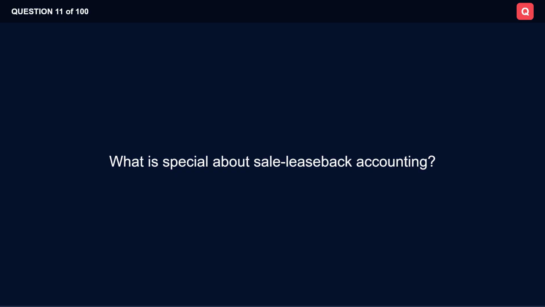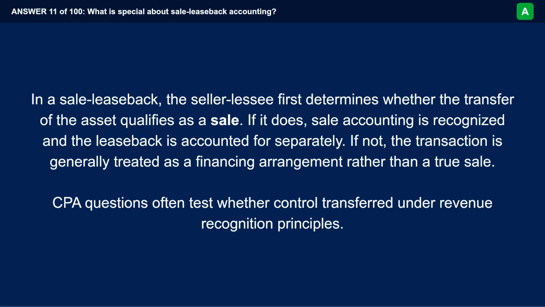What is special about sale-leaseback accounting? In a sale-leaseback, the seller-lessee first determines whether the transfer of the asset qualifies as a sale. If it does, sale accounting is recognized and the leaseback is accounted for separately. If not, the transaction is generally treated as a financing arrangement rather than a true sale. CPA questions often test whether control transferred under revenue recognition principles.